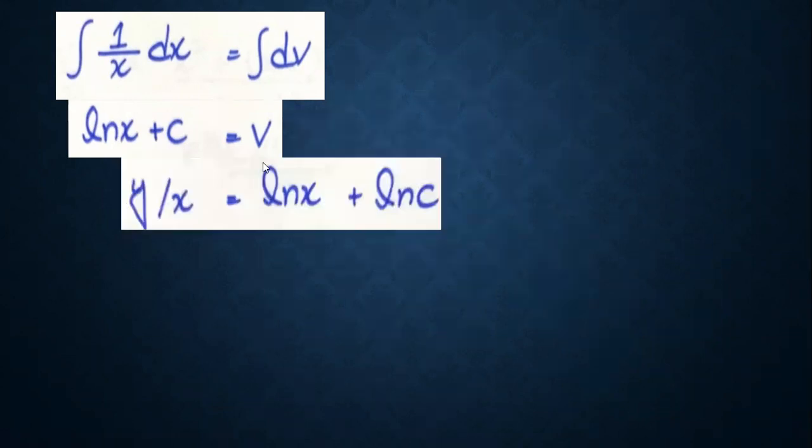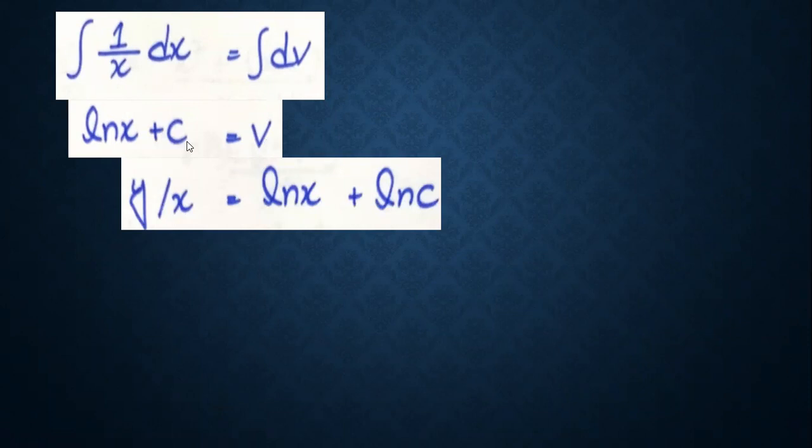But we are given the problem in the form of x and y, so I will put back v is equal to y over x. So this will become y over x is equal to natural log of x plus natural log of c. Here c is basically the constant of integration.